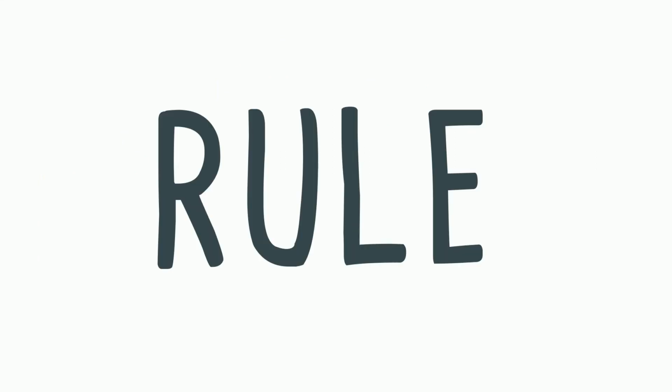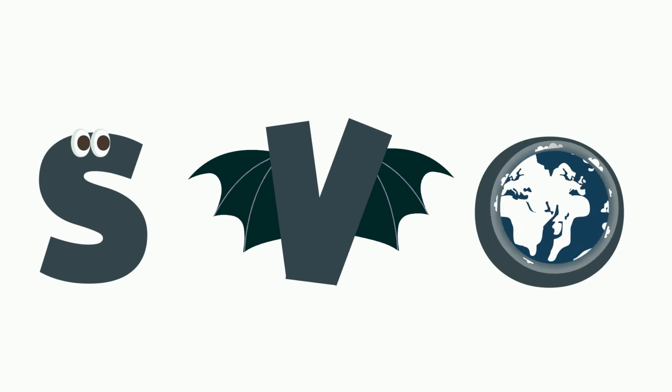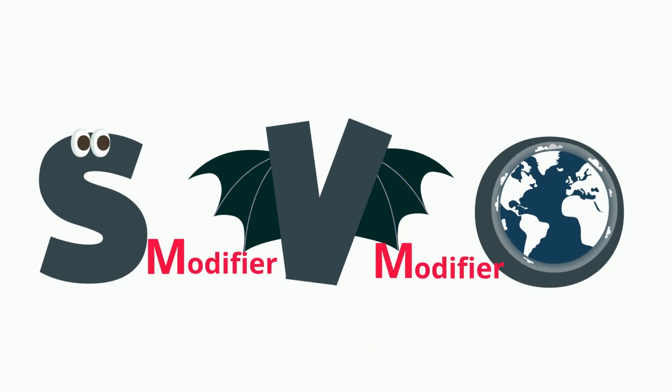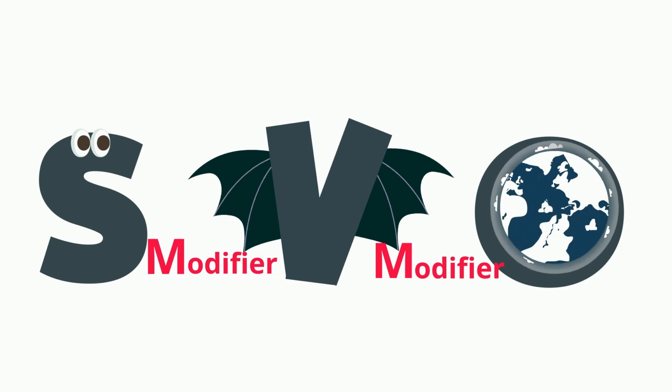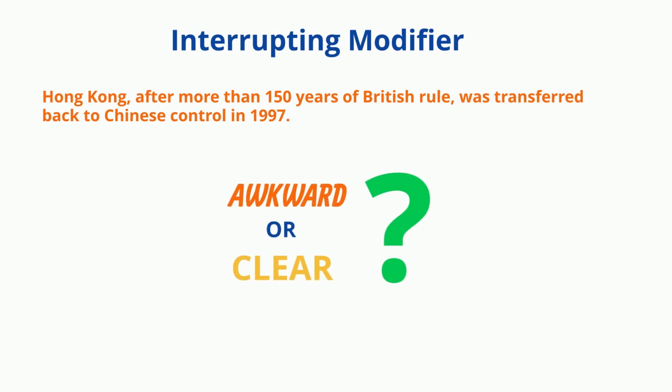As a rule, sentences should move smoothly from subject to verb to object. Modifiers that interrupt this pattern should be moved to reduce awkwardness. Hong Kong, after more than 150 years of British rule, was transferred back to Chinese control in 1997. Awkward or clear?